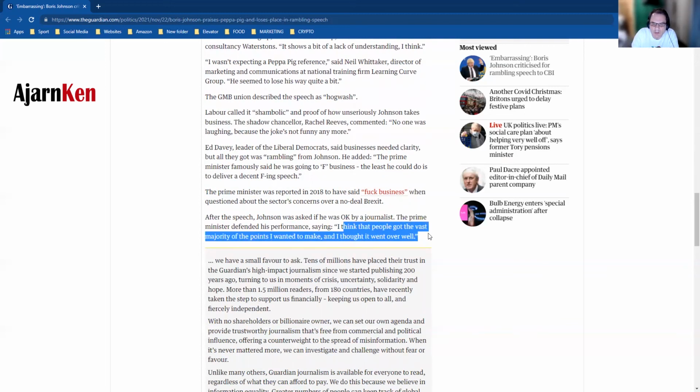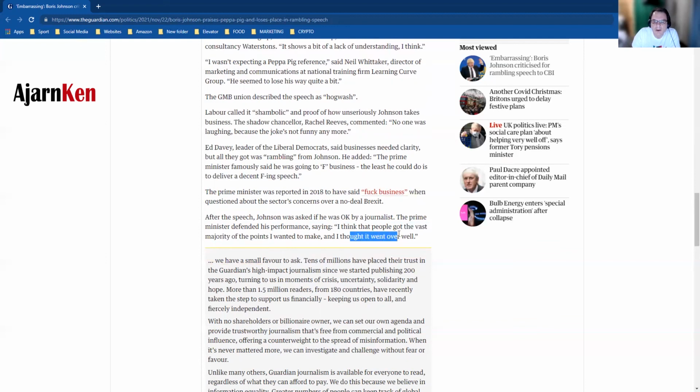"I think that people got the vast majority of the points," which means again, we're emphasizing. We could say, I think the people got the majority of the points, but if we say got the vast majority, which means nearly all. If you can imagine that majority is maybe more than 50%, the vast majority is maybe 80, 90%. Okay.